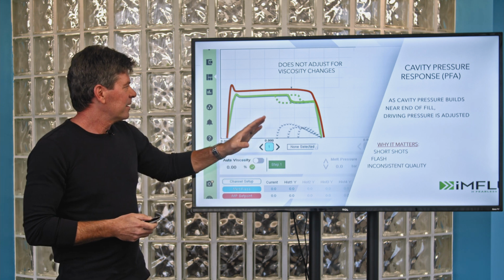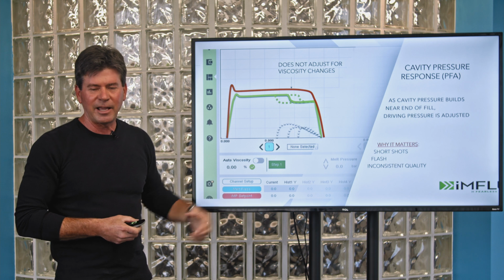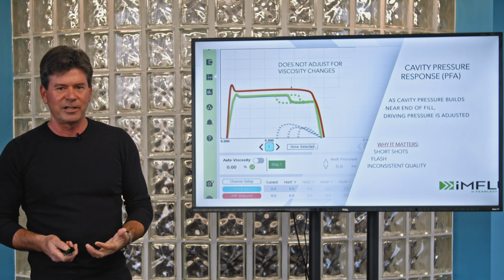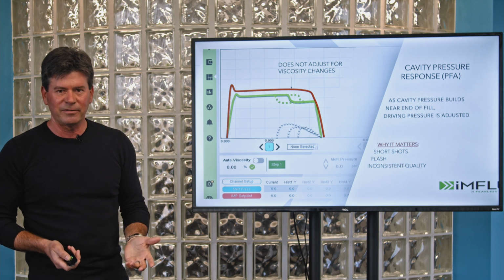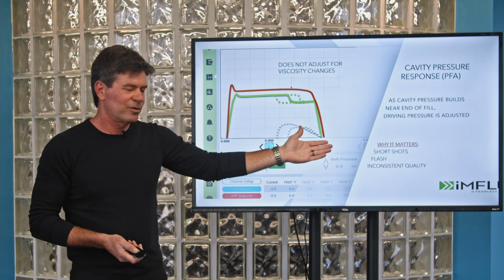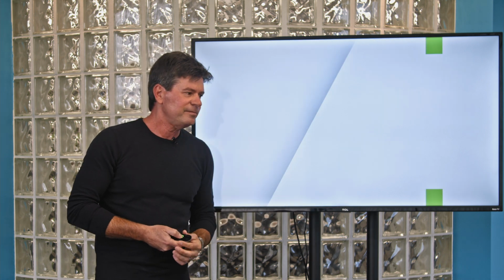And so the processing parameters, the knobs you have to be able to turn, have to be able to compensate for those changes when they occur. Your standard machine control is just simply not capable of that. And so again, short shots, flash, inconsistent quality, those are the things that are going to occur.